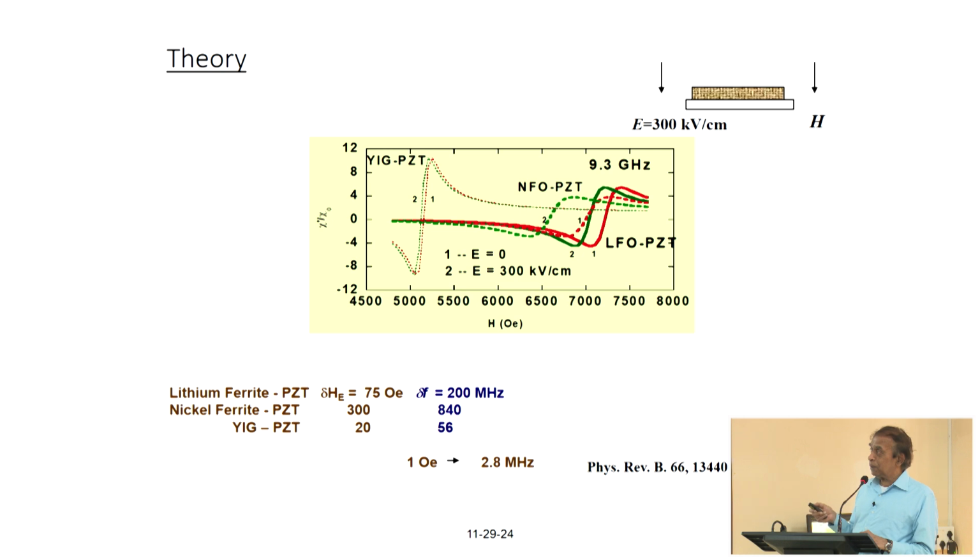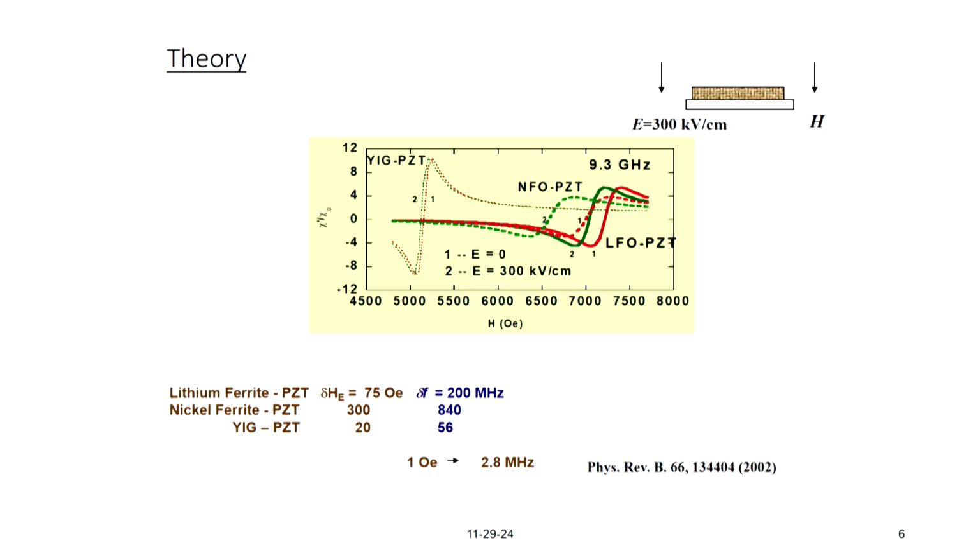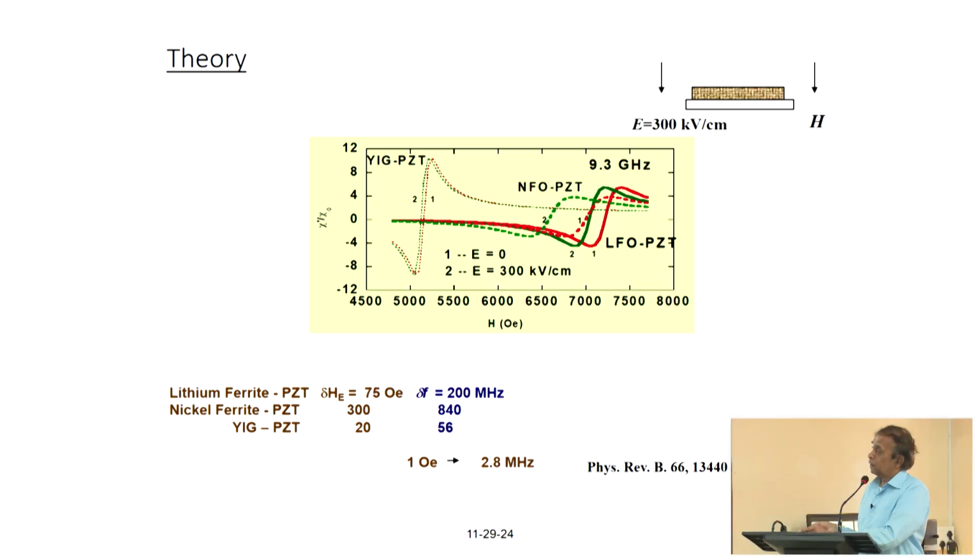So, this one I showed in one of the earlier talks. It shows the FMR profiles, which is actually the derivative of the power absorbed by the samples under two conditions: no electric field, that is E equal to 0, then an electric field of 300 kilovolts per centimeter. And in each case, YIG PZT, nickel ferrite PZT, and lithium ferrite PZT, there is a downward shift in the resonance profile. Then if you estimate from these profiles, these are theoretical simulations, and then you get these numbers here at the bottom for the shift in the resonance field. The smallest is for YIG PZT, that is 20 Ørsted.